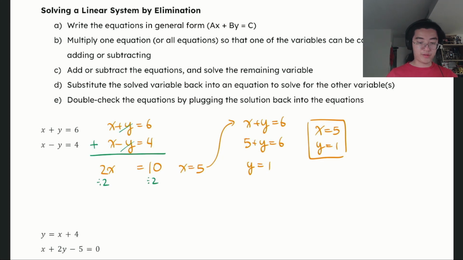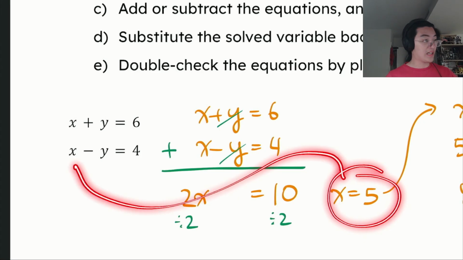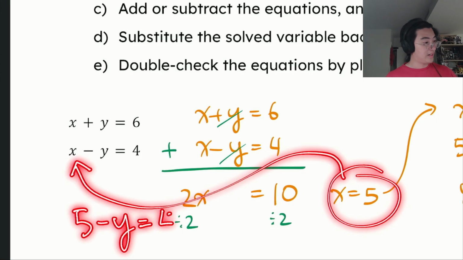It doesn't actually matter which one you plug in. If we put x equals 5 into our second equation, we get 5 minus y equals 4. Y still equals 1.